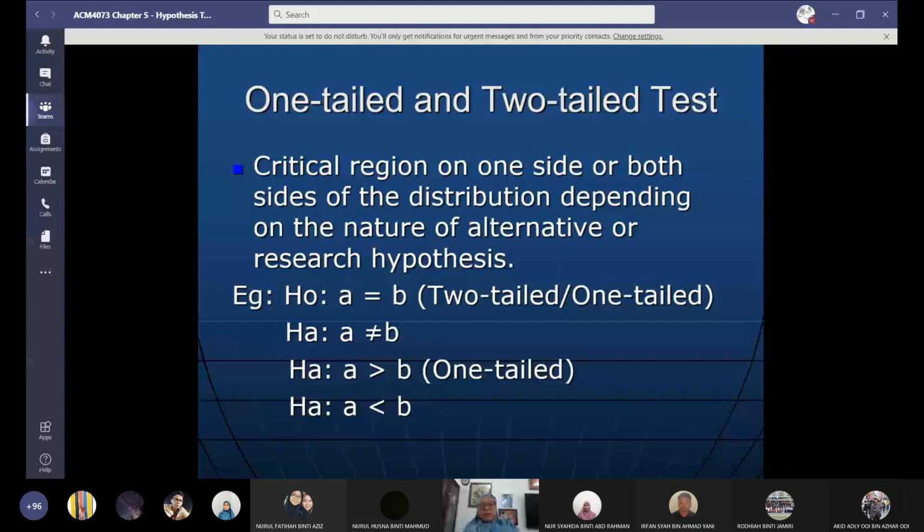This is the null hypothesis. This is the alternative hypothesis. One tail, so we have here the alternative HA, and then A is less than B.